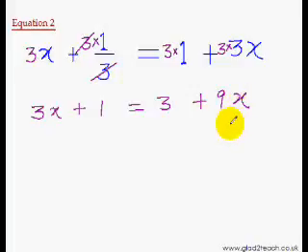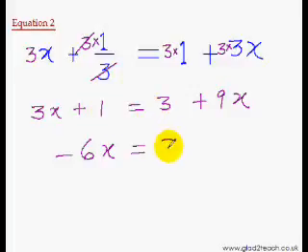So from here on, you know what needs to be done. You have to take all the variables on one side and all the constants on the other. So this plus 9x comes to this side and it becomes minus 9x. So 3x minus 9x will be minus 6x. Similarly, this plus 1 comes here and it will become minus 1. So 3 minus 1 will be 2.